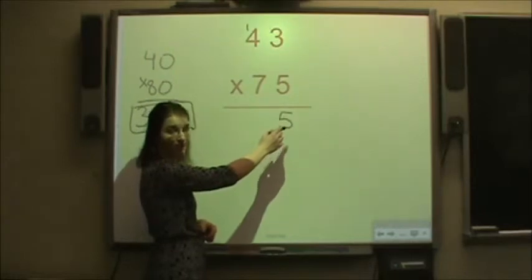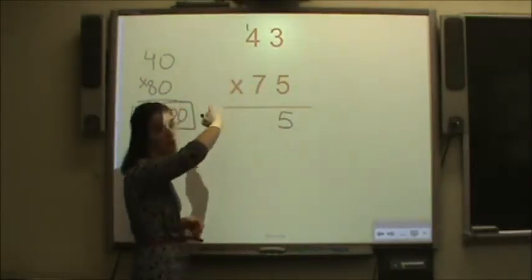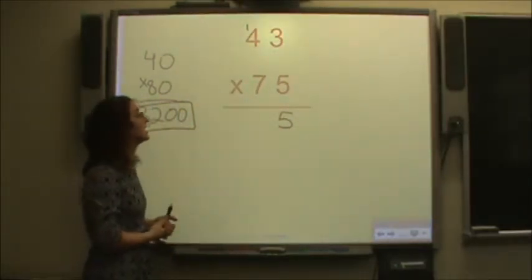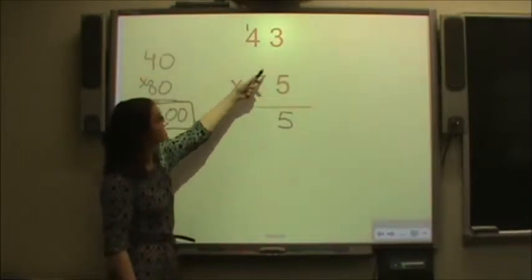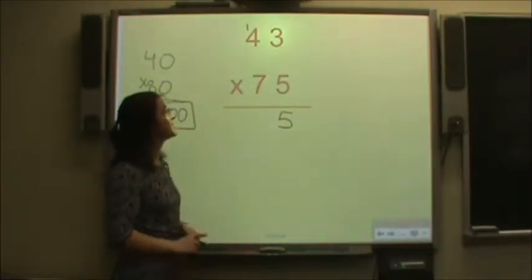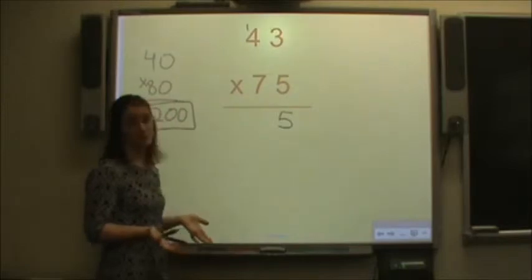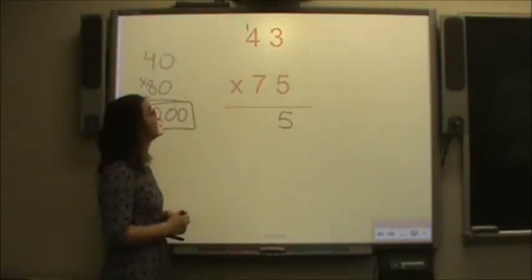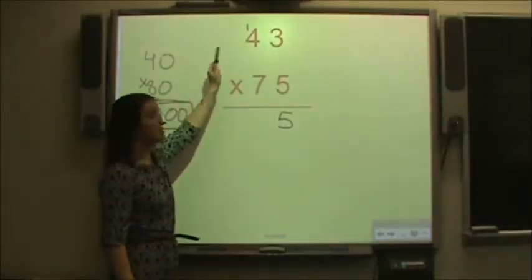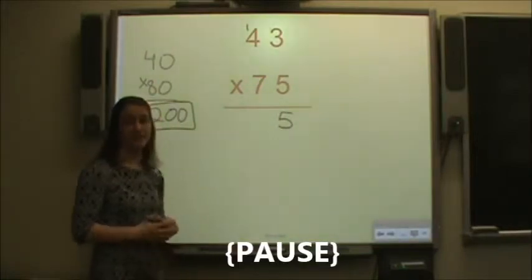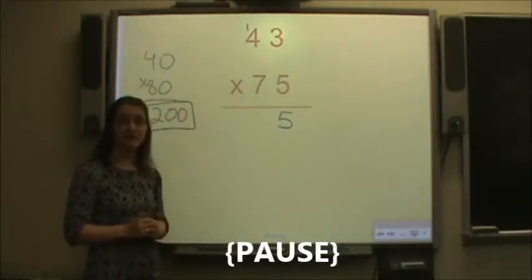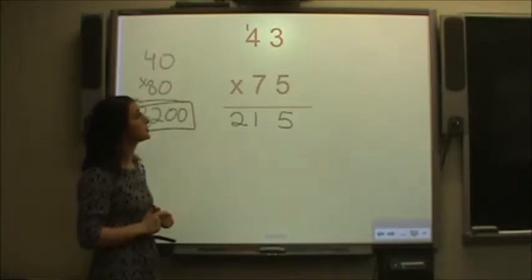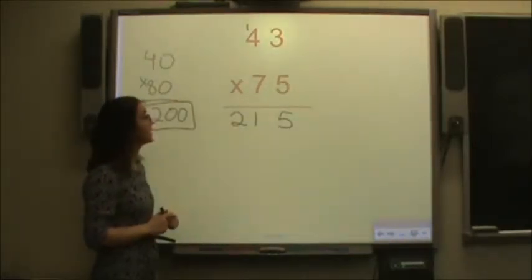So I put down my 5 because that's in the ones place, and I carried my 1, which actually represents a 10. Now I'm going to do my ones place times my tens place. So that's actually 5 times 40. So do that and then add in the number that we carried and write it down as it needs to be written. Pause the video and do that now. 5 times 4 is 20, plus 1 is 21.